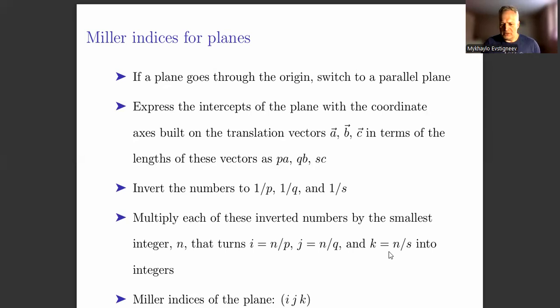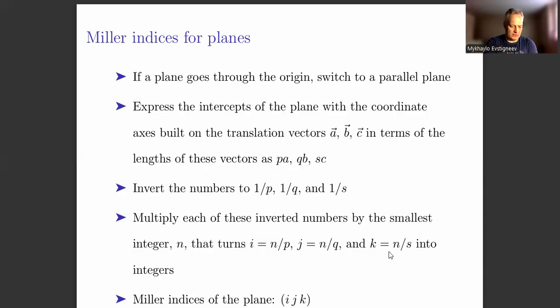So this triplet of integers, n over P, n over Q, and n over S, are the Miller indices of the plane, and they are placed in round brackets. So open round brackets, ijk, close round brackets. And again, if it turns out that one or several of those numbers are negative, then you place the negative sign not in front of the number, but as an overbar above that number.